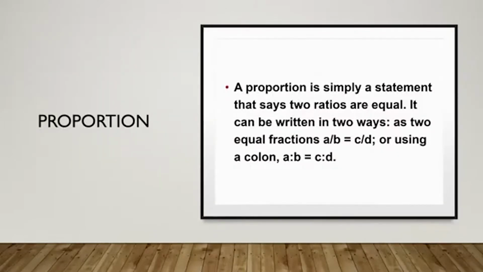Proportion is simply a statement that says two ratios are equal. It can be written in two ways, as two equal fractions, as you can see there, A over B equal to C over D, or using a colon, A to B is equal to C to D.